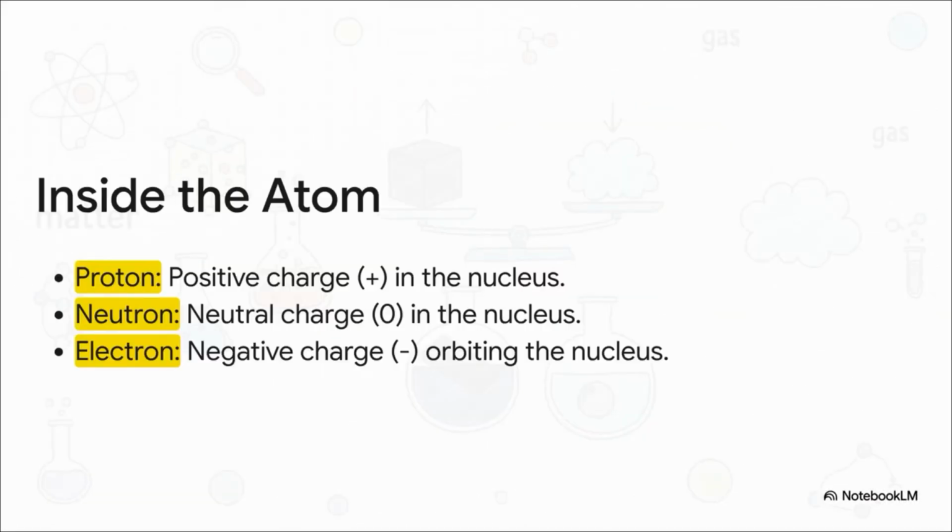And the recipe for the whole universe is surprisingly simple. In that center nucleus, you've got your positive protons and your neutral neutrons just hanging out. Then, orbiting on the outside are these teeny tiny negative electrons. Protons, neutrons, electrons. That's it. That's the whole toolkit for building everything.